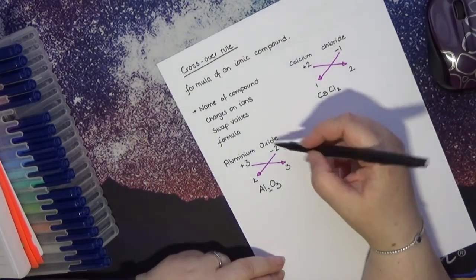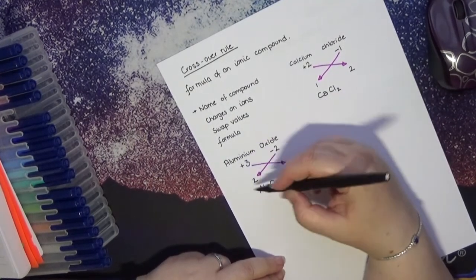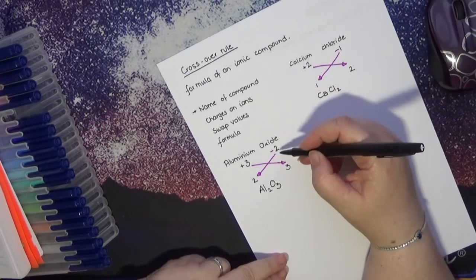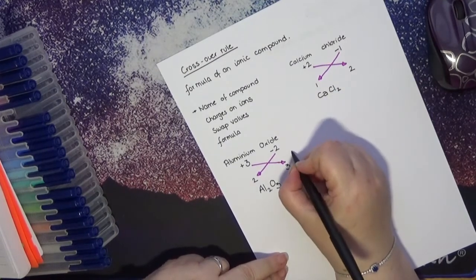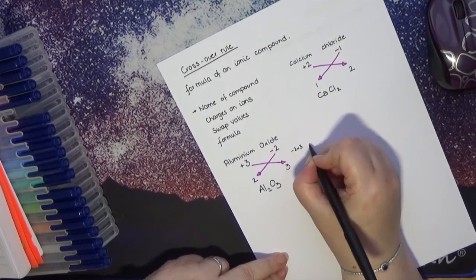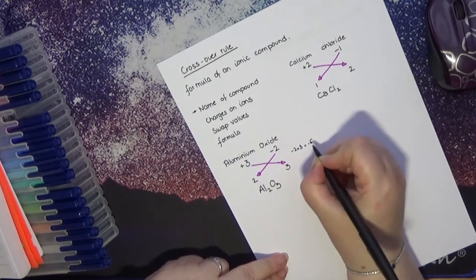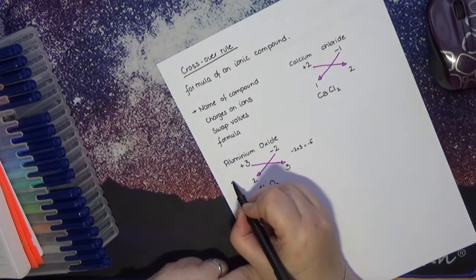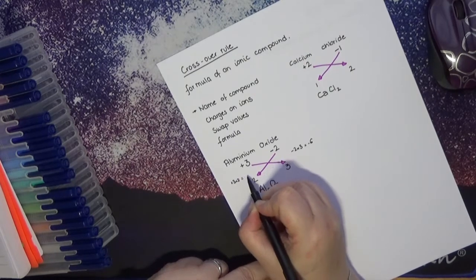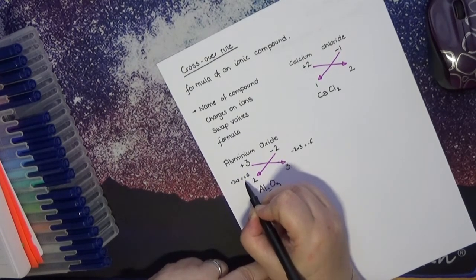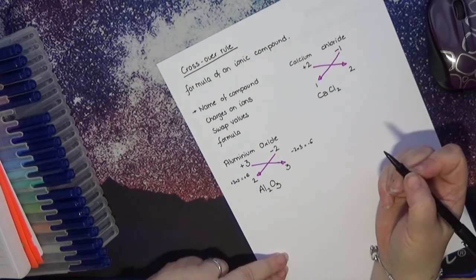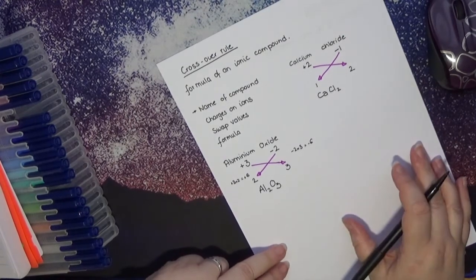Well, with any ionic compound, you're looking for an overall charge of 0. So realistically, this is -2 times 3, which gives me -6. And on the other side, I've got +3 times 2, which also equals +6. +6 minus 6, the whole thing balances out to be overall 0.